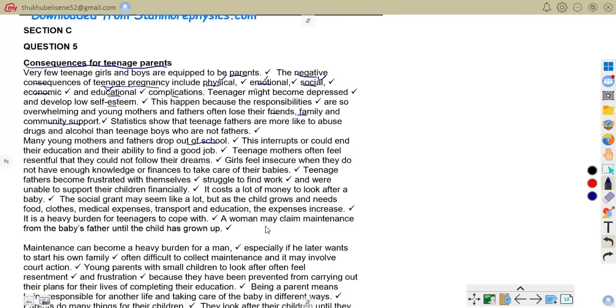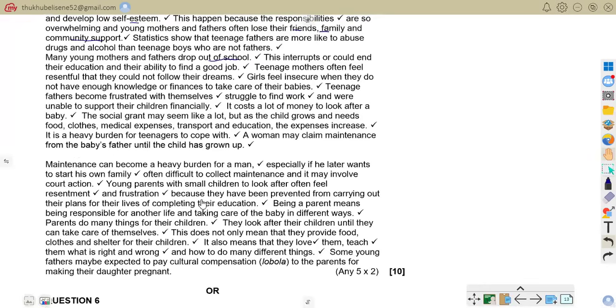The woman may claim things for the child's needs until the child has grown up. Also, now coming to maintenance. Maintenance can also become a heavy burden for men, especially if he later wants to start his own family. It is often difficult to collect maintenance and it may involve court action.